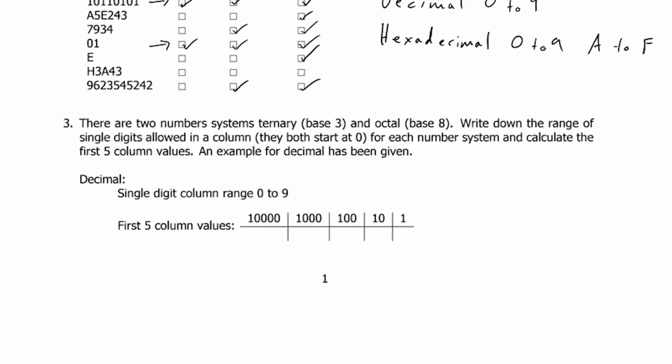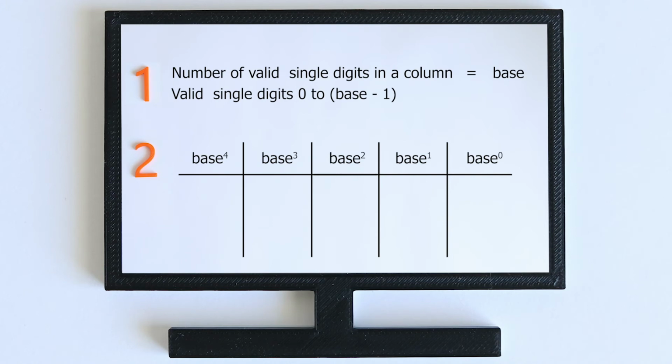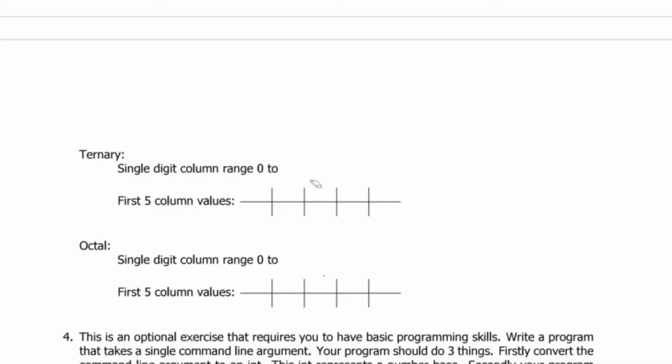For question 3, you need to remember the 2 rules from this part of the video. So for the single digits, we can have from 0 to the base minus 1. So for ternary, that's 0 to 3 minus 1, which would be 2. And for octal, that's from 0 to 8 minus 1, which would be 7. So that's the first part of the question done.